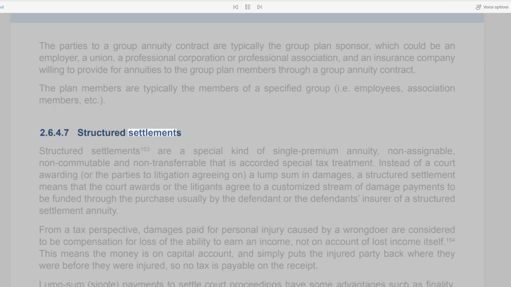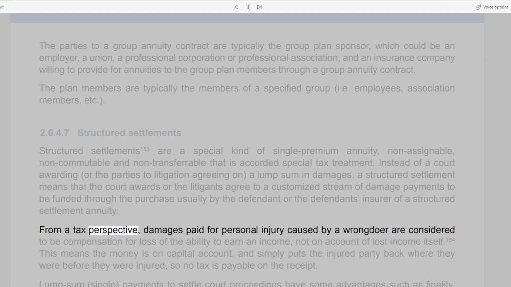2.6.4.7 Structured settlements. Structured settlements 153 are a special kind of single premium annuity, non-assignable, non-commutable, and non-transferable that is accorded special tax treatment. Instead of a court awarding, or the parties to litigation agreeing on, a lump sum in damages, a structured settlement means that the court awards or the litigants agree to a customized stream of damage payments to be funded through the purchase usually by the defendant or the defendant's insurer of a structured settlement annuity.